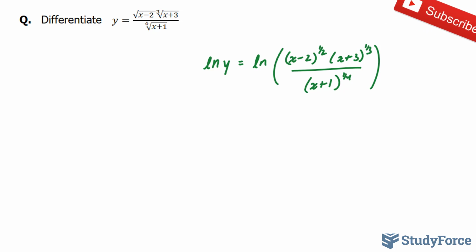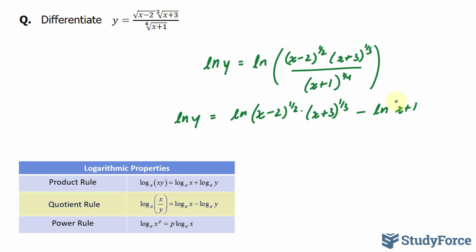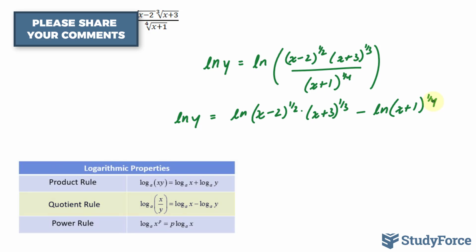Now we can use the rules of logarithms, and those rules are shown on the screen. Since this is a quotient, we can subtract the bottom part from the upper part, where we get ln y is equal to ln of the upper part, x minus 2 to the power of half, times x plus 3 to the power of a third, minus this part now, ln x plus 1 to the power of a quarter.